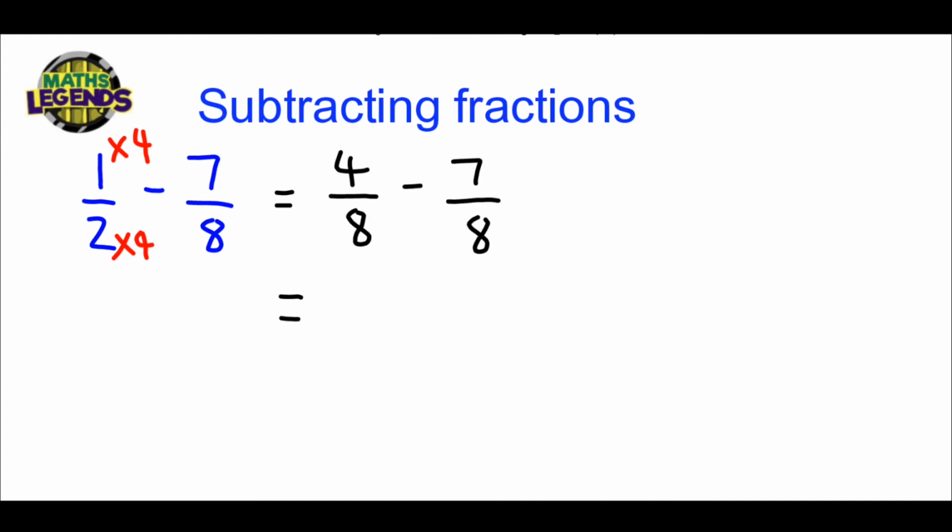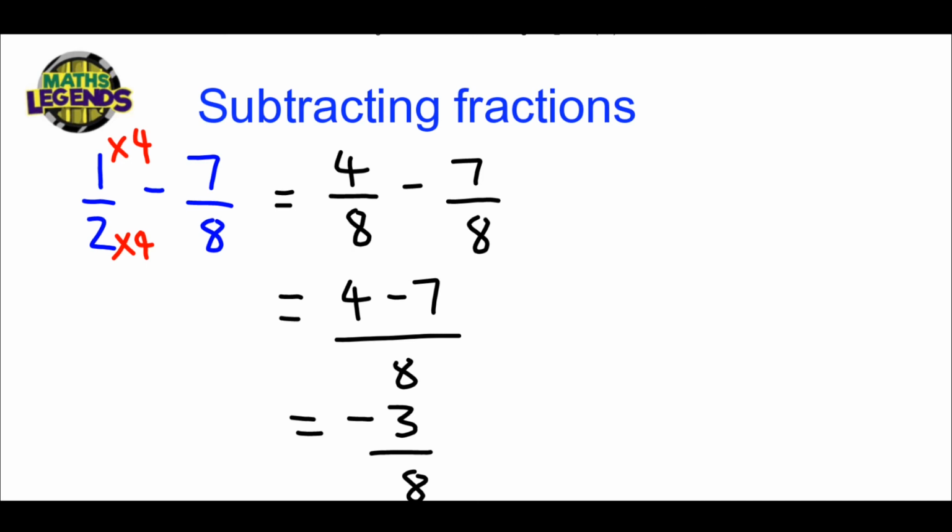So now that the numbers at the bottom, the denominator, are the same, we can say 4 minus 7 is over 8. 4 minus 7 is minus 3. Here it may be worth revising negative numbers if that's a weakness. And the 8 stays as is. So the answer is minus 3/8.